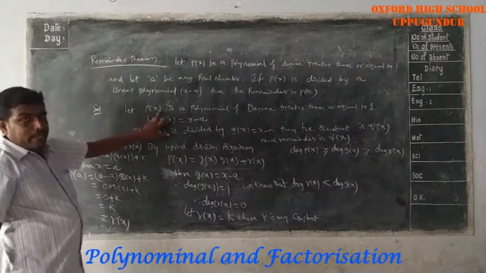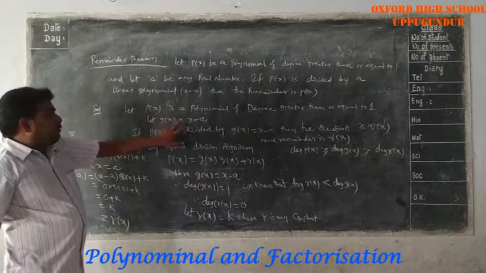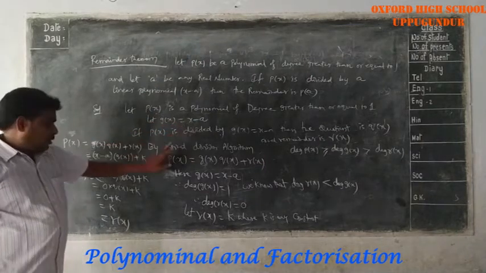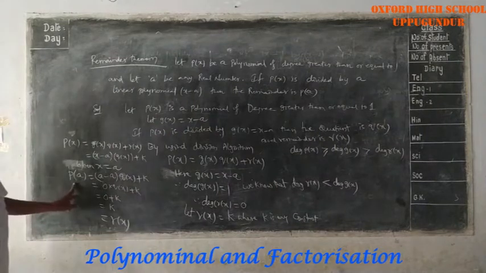So when you divide any polynomial p of x by the linear polynomial x minus a, the remainder is p of a.